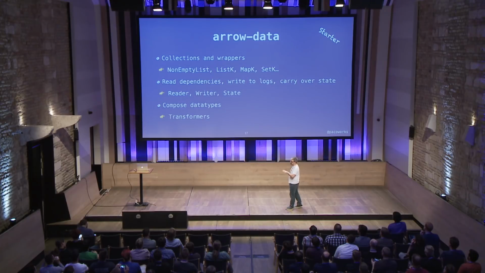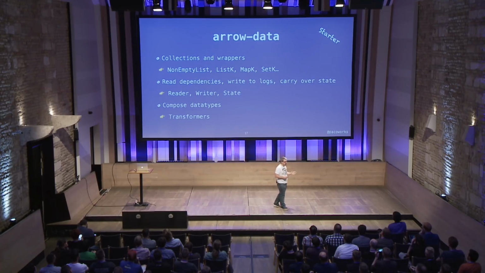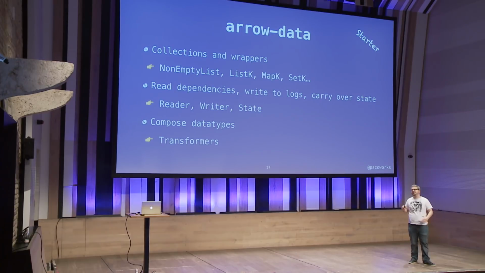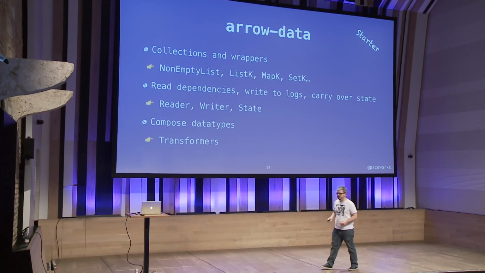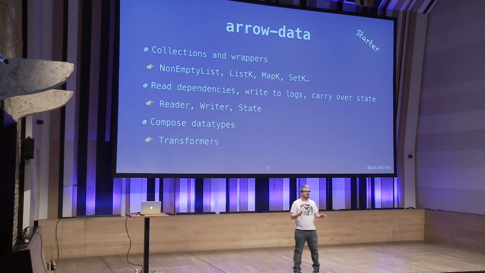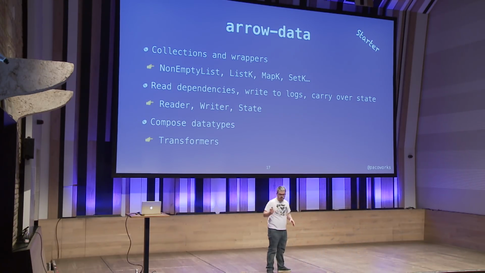I'm not going to go too in-depth into it because I don't have enough time, but we're going to see some examples later. There are other kinds of functional constructs called the Reader, Writer, and State, which is a functional way of writing to logs or getting dependency injection or just having transformations as you're traversing your program. And then there's composing data types using monad transformers, but nobody wants to get into that. That's a little bit more advanced, but it's also part of Arrow Data.